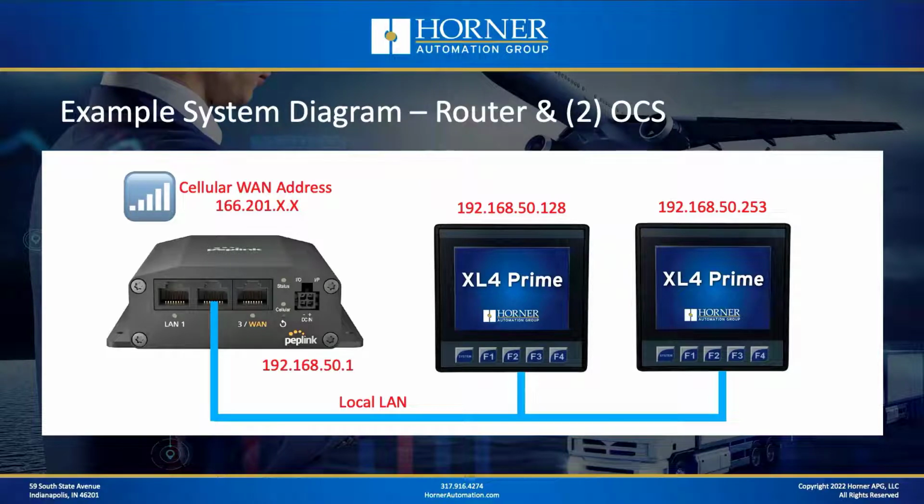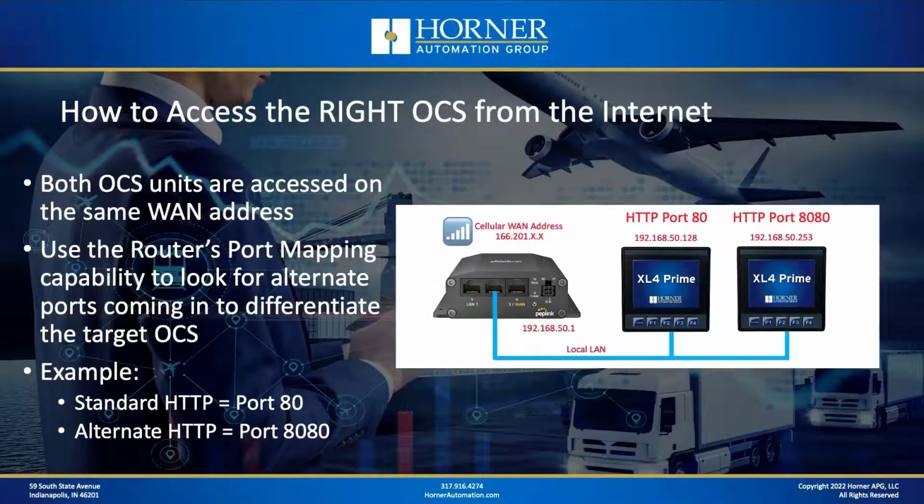I've only got one WAN address for that site or for that machine. That's my 166.201 IP address. How do I specify which OCS I'm talking to when we're talking about using WebMI or using Cscape? I want to make sure I'm connected to the right one. How do I access the right one from the internet?